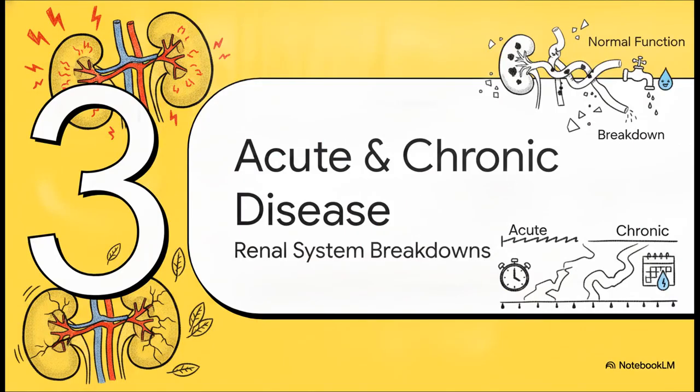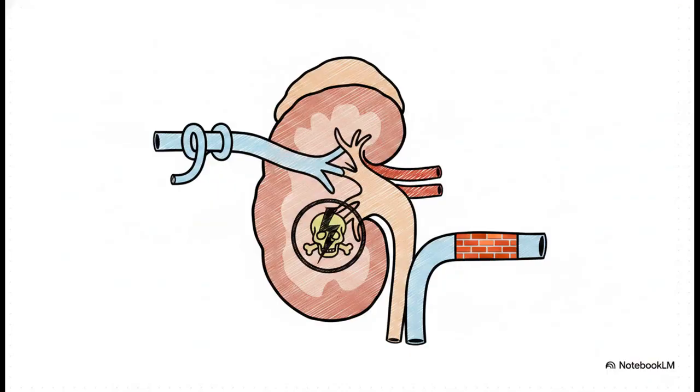Okay, Section 3, Acute and Chronic Pathologies. So now that we know what normal looks like and exactly how to test for it, let's look at what happens when the renal system actually breaks down. Acute kidney injury, or AKI, is the sudden, rapid loss of kidney function. To truly wrap your head around it, you kind of need to mentally map exactly where the failure is happening in the patient's body. We break these down into 3 distinct areas.